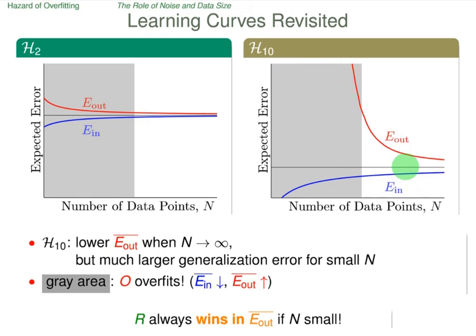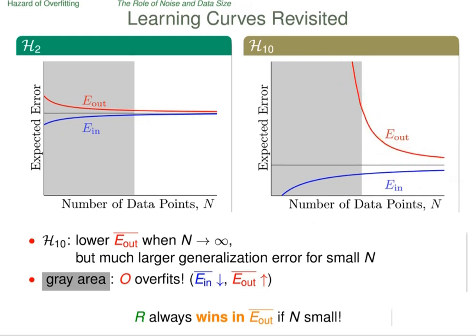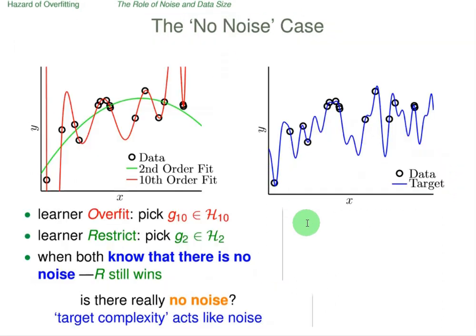While models with more complexity need more data for achieving small in sample error and out of sample error, and then minimizing possible overfitting. Now let's consider the no noise case. In other words, our target function is a 50th order polynomial that is generating the following data, and we fit those data using a second order polynomial and a 10th order polynomial. And we observe in this case that the overfit learner picks the 10th order polynomial and tries to fit all the data, while the restricted learner, the second order polynomial, performs badly in terms of in-sample error. However, the out-of-sample error is still better.